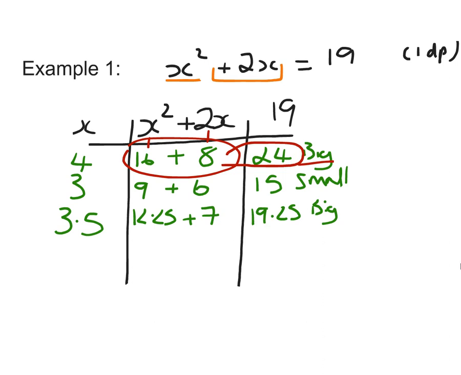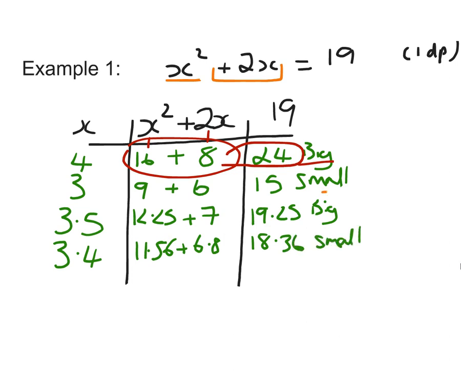So we know now that I need to move my answer a little bit lower just to see how we get on. So 3.4 squared is 11.56. And when I add that to 6.8, we get... I made a mistake on the calculator, sorry. 11.56 plus 6.8, we get 18.36, which is too small.